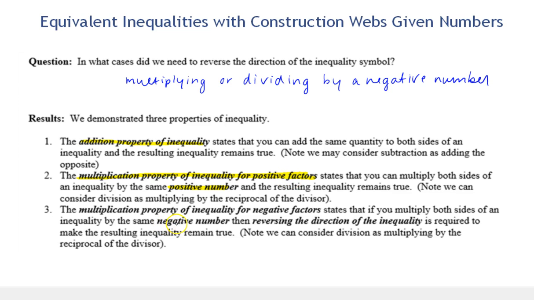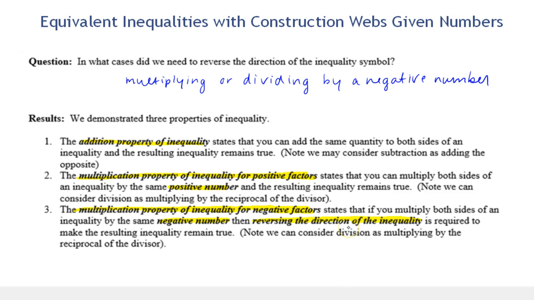So the one and only one difference when we're solving inequalities compared to equations is the multiplication property of inequality for negative factors. It states that if you multiply both sides of an inequality by the same negative number, then reversing the direction of the inequality is required to make the resulting inequality remain true. And this applies to division as well.